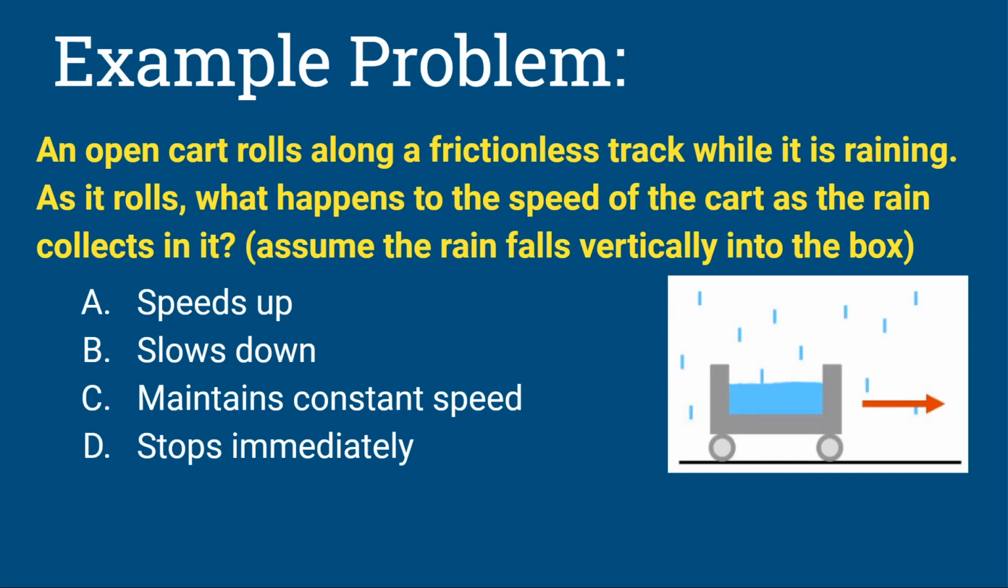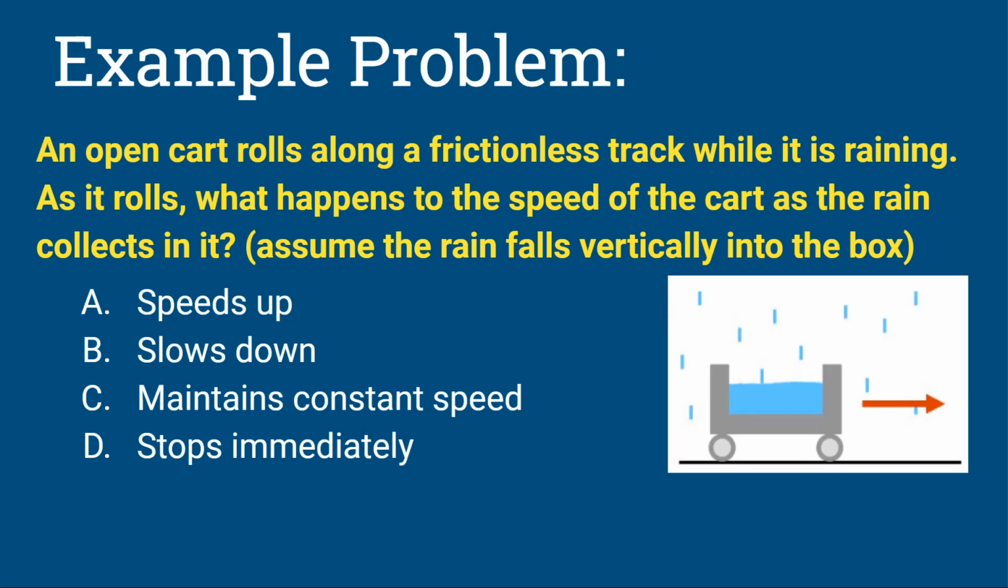Assume the rain falls vertically into the box. Okay, so as this cart rolls, it's going to fill up with water. When it fills up with water, what happens to its mass? It's greater. So the question is, how does its velocity change, or does its velocity change if its mass gets greater? What do y'all think? Does it speed up, slow down, stay the same speed, or stop?